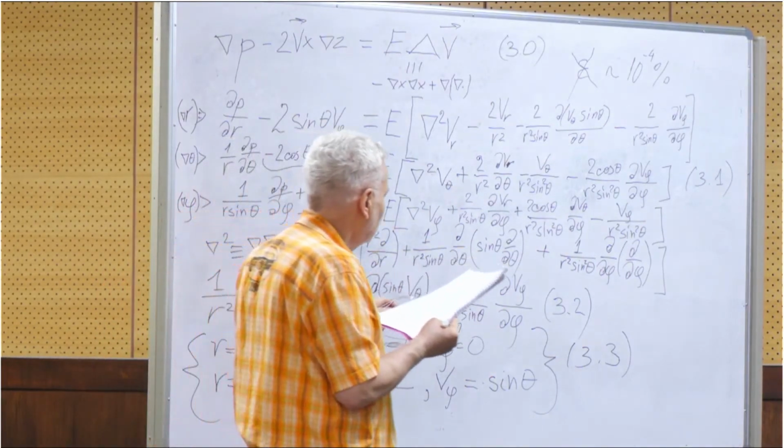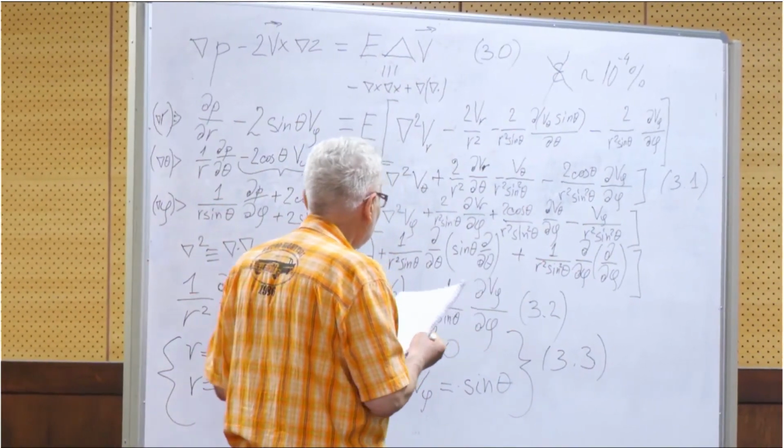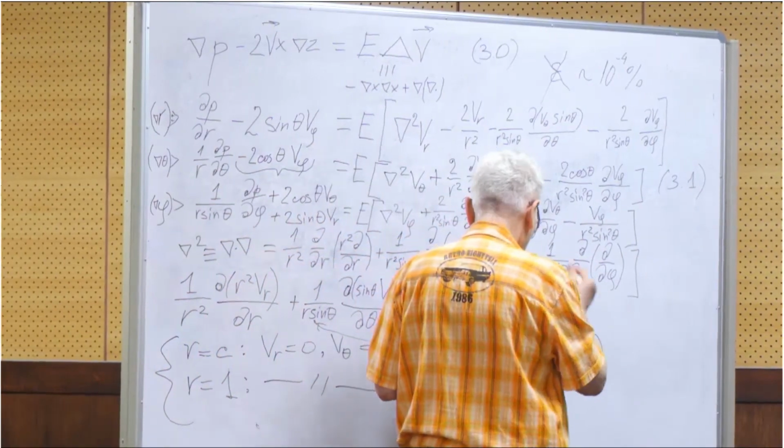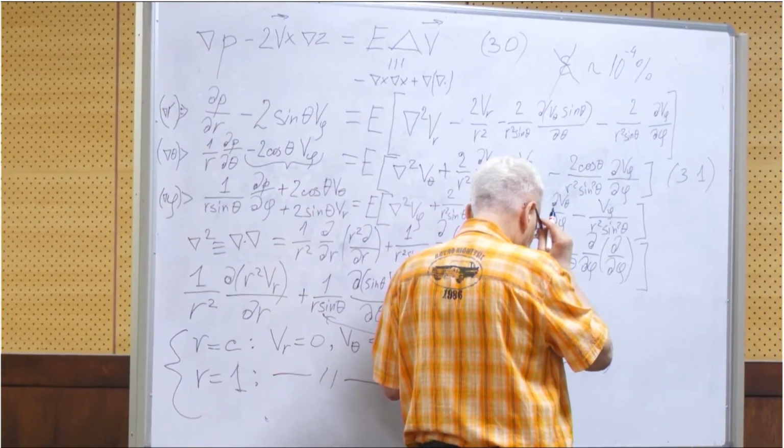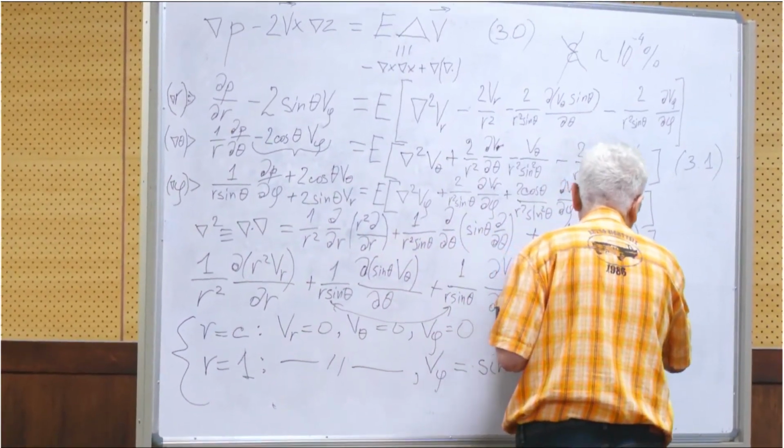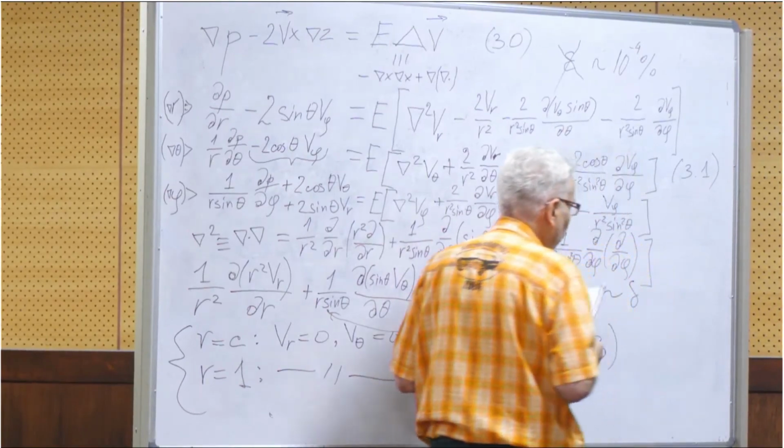Scale. So let's suppose that the scale is small, and the thickness of this small scale is proportional to delta.